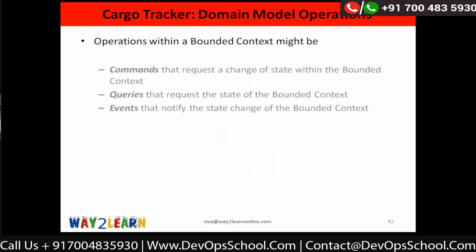Okay. Now, aggregates we have identified, entities, value objects. Then the next step is to identify the commands and queries. A command is a request that will change the state within the bounded context. Any request that changes the state of your aggregate is a command. A query is a request that reads the state of the bounded context. And events are the ones that notify the state change.